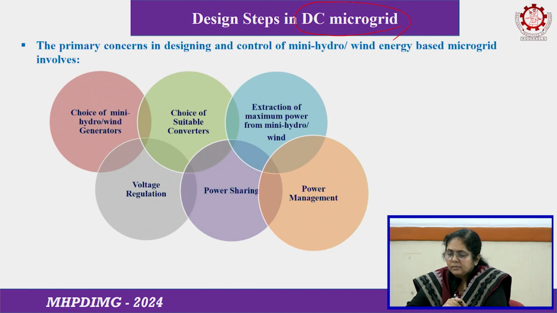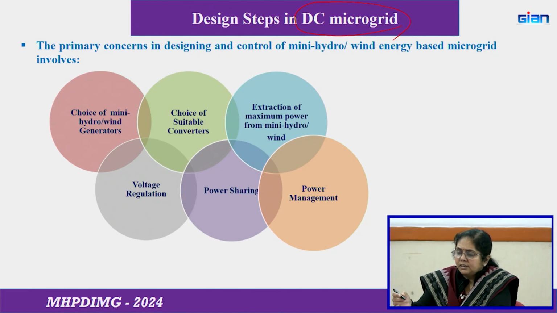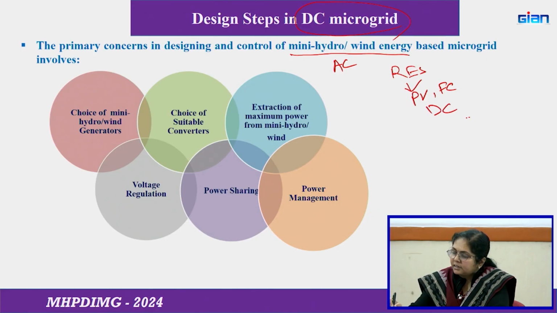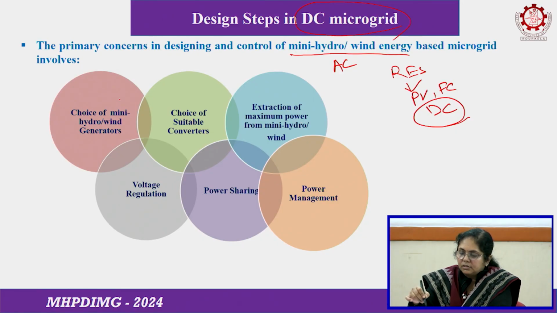When you are going for a renewable energy source, whether it is mini hydro or wind, you have already seen the output is AC. And if you are taking sources like PV or fuel cell, the output will be DC. So, the steps will be a little different, but here I have tried to show you the design steps.